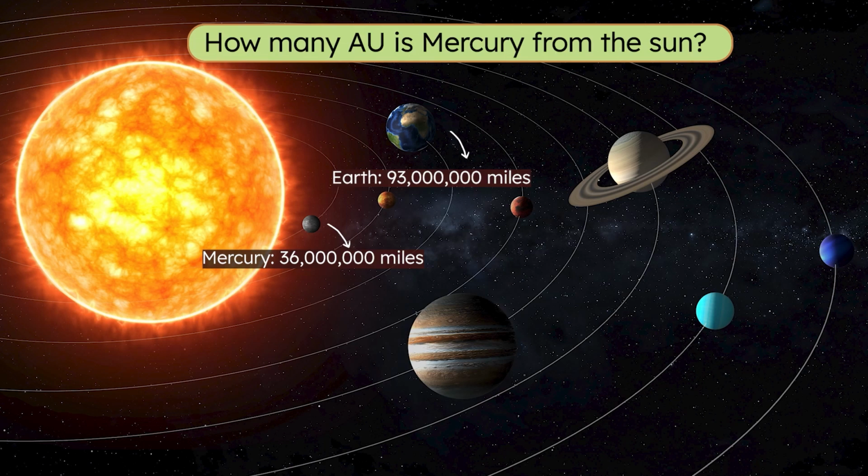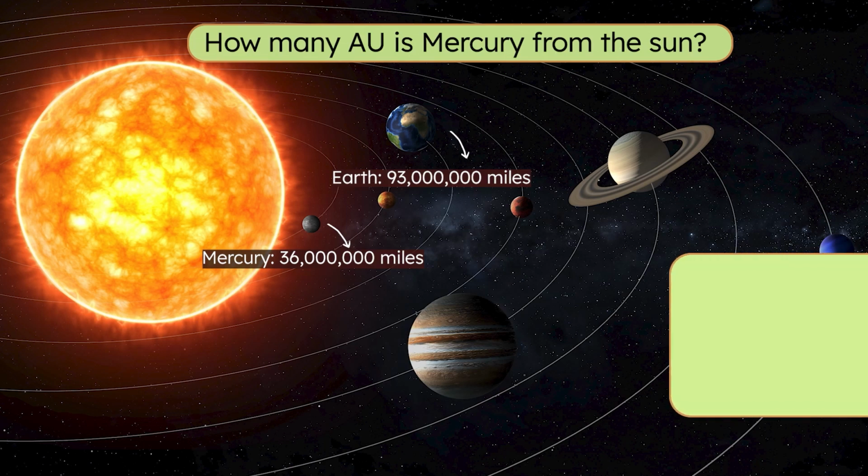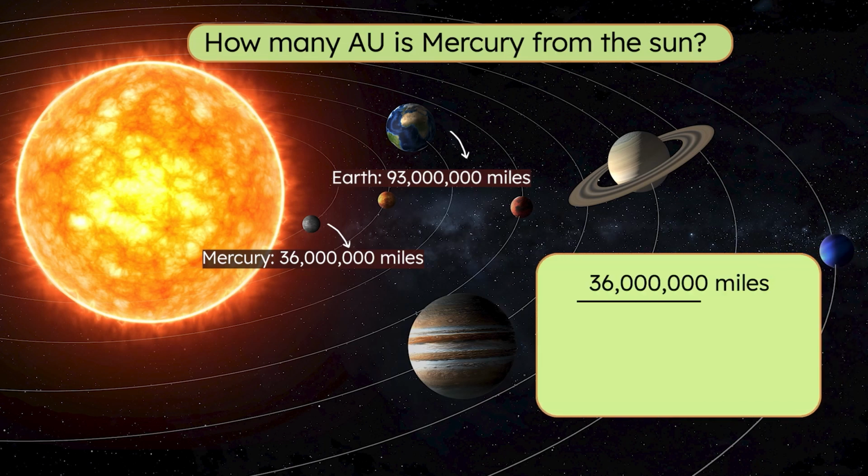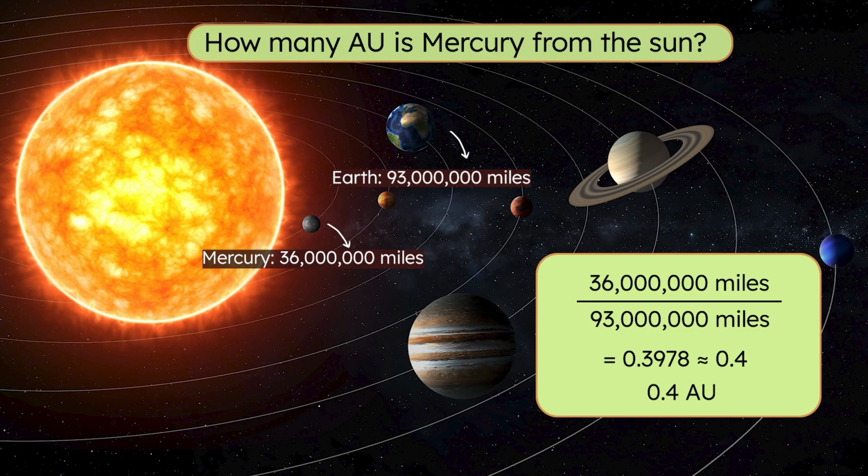To find Mercury's orbital distance in AUs, we need to divide its orbital distance in miles by Earth's orbital distance. 36 million miles divided by 93 million miles equals 0.3978, which we'll round to 0.4. So Mercury is 0.4 AU from the sun. Or we could think of Mercury as being 40% of the Earth's distance from the sun.